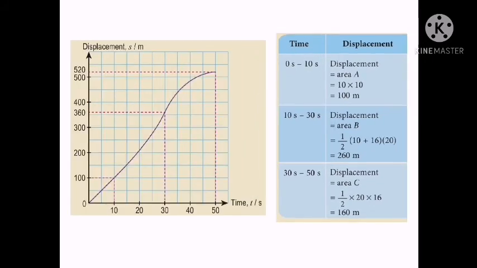Alright, so previously we have calculated the displacement. From 0 second to 10 second, the object has reached 100 meter. Alright, so I'm going to plot my data here. Then from 10 second to 30 second, it has reached another 260 meter. So in total, it has reached 360 meter in 30 seconds. And in 50 seconds, the object has reached a total displacement of 520 meter.